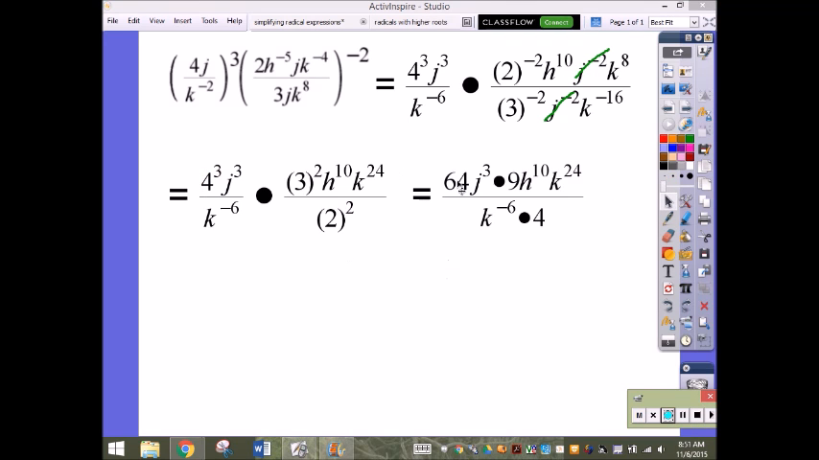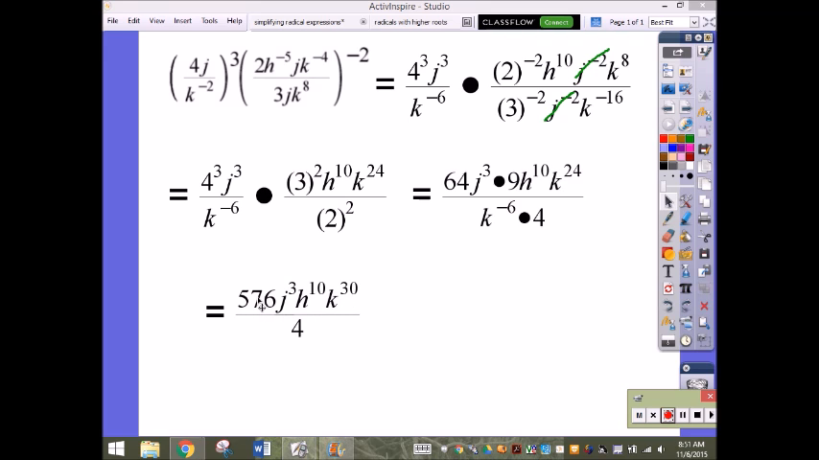And so 4 cubed is 64, 3 squared is 9, 2 squared is 4, and then I just multiply it across the top and bottom. Now what I can do is go ahead and multiply the 64 times the 9, and then combine these like bases of k by doing 24 minus negative 6. Because 24 minus negative 6 is positive 30, that would leave the k on top.